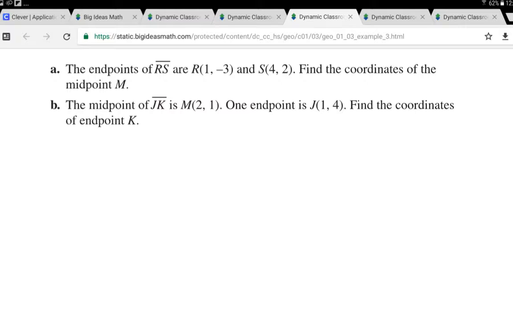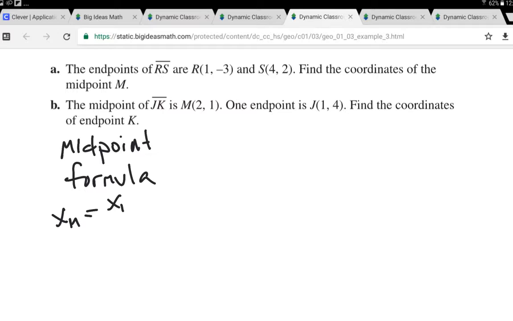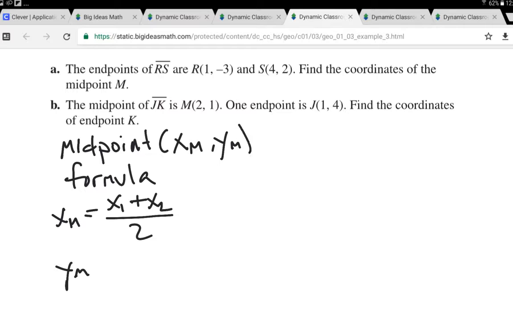So as a reminder, the midpoint formula is x sub m equals (x1 plus x2) over 2, and the y coordinate, midpoint (x sub m, y sub m), equals (y sub 1 plus y sub 2) over 2. And we're going to use this midpoint formula to find the endpoint in just a slightly different way.